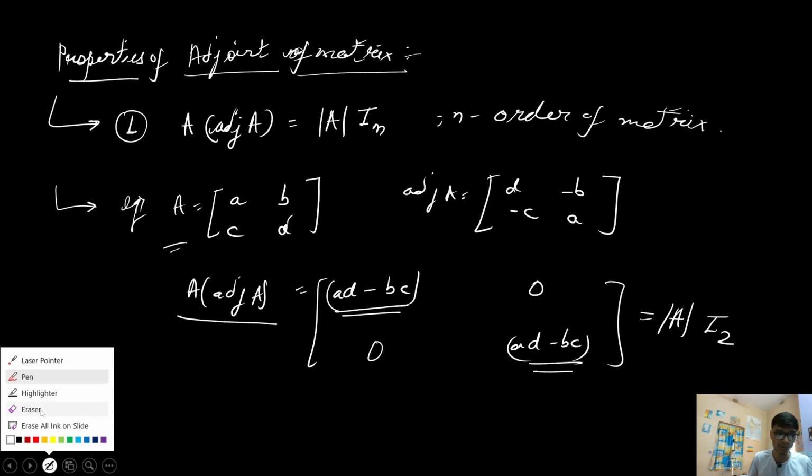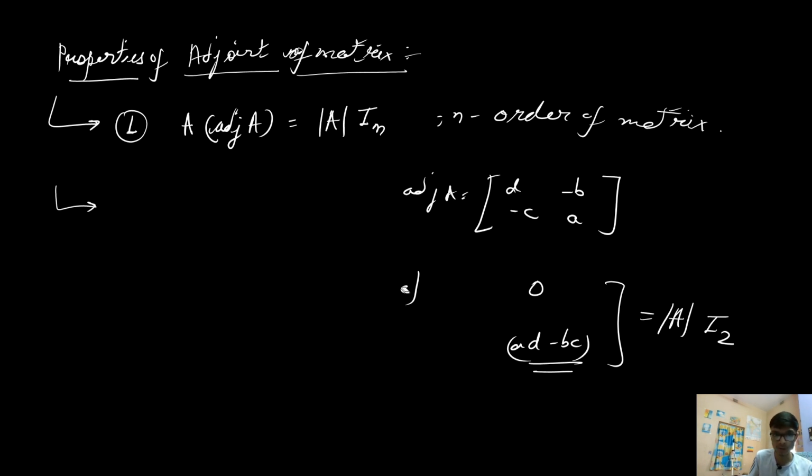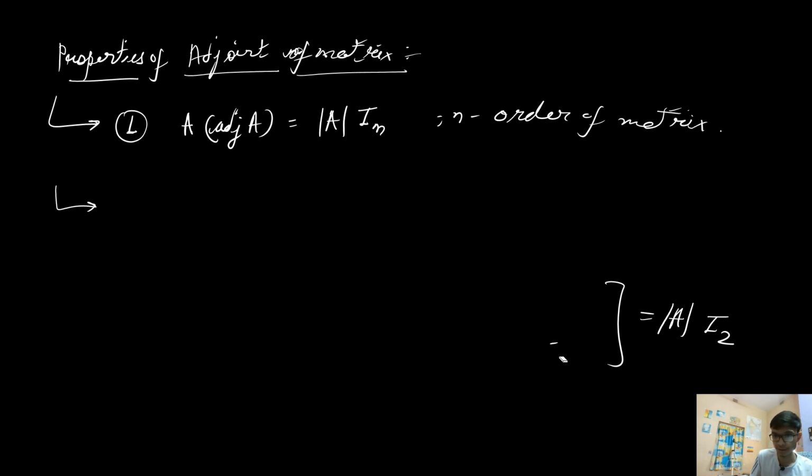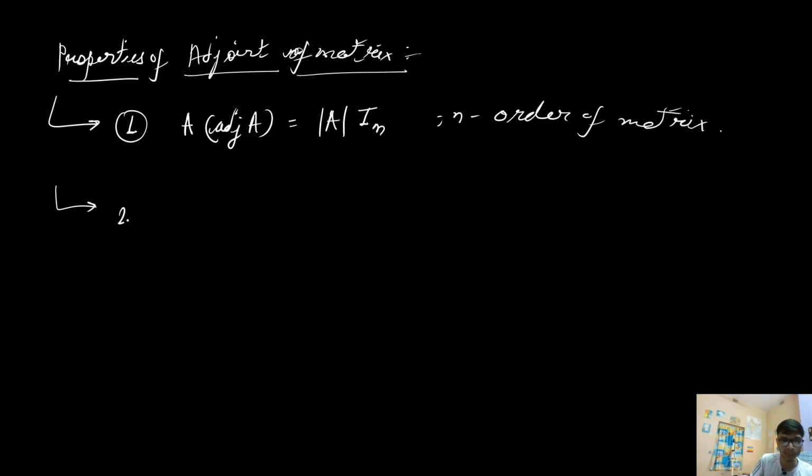This is the most important result in adjoint of a matrix, because the following properties are derived from it. I hope this was clear. Now let us move further and study the other properties, like how to calculate the determinant of an adjoint. The next important property comes from this result.